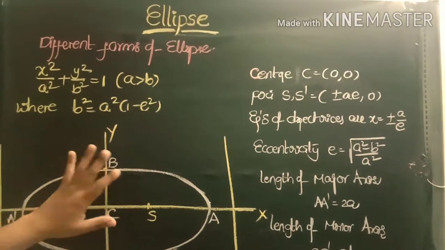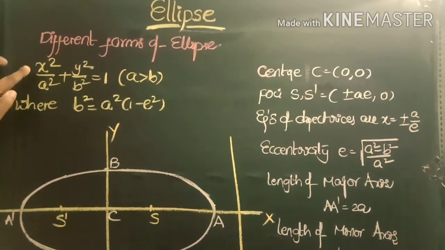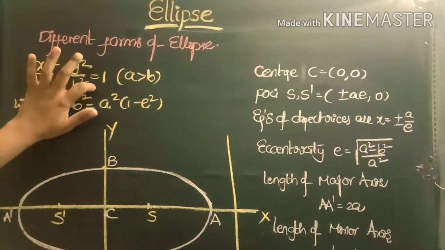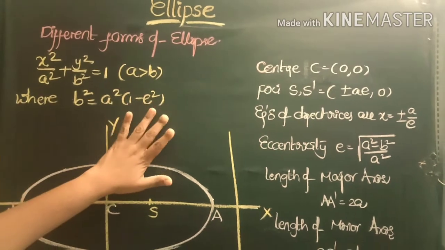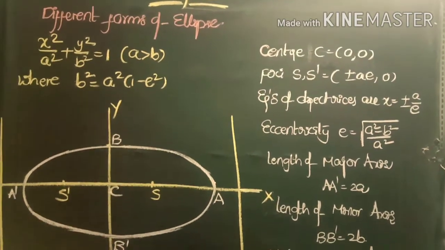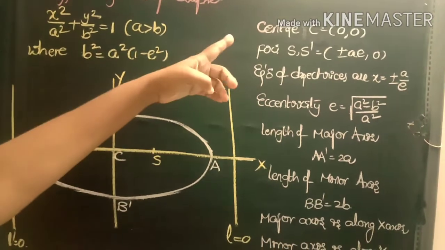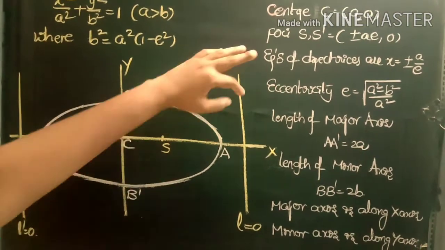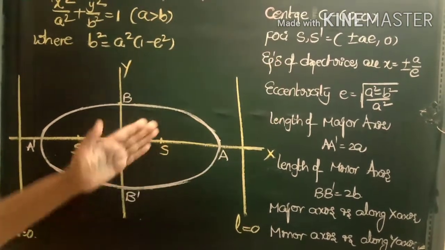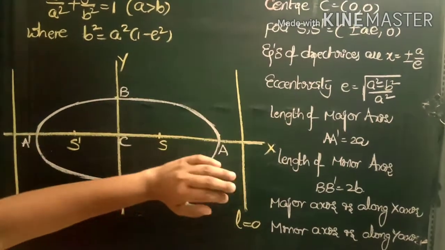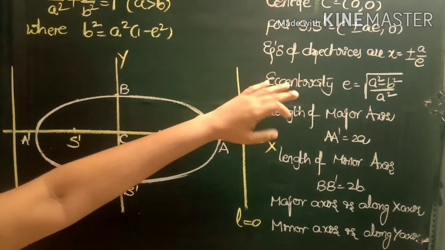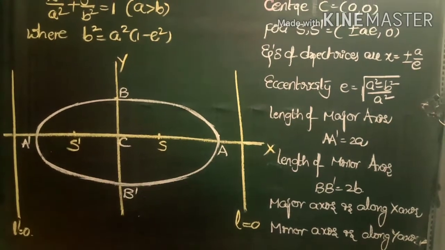Now these are the formulas related to the ellipse x square by a square plus y square by b square is equal to 1 where a is greater than b, where b square is equal to a square into 1 minus e square. This is the diagram of the ellipse. Clearly the center is 0 comma 0, the foci S comma S dash are plus or minus ae comma 0, and the equations of the directrices are x is equal to plus or minus a by e, and the eccentricity e is equal to the square root of a square minus b square by a square.